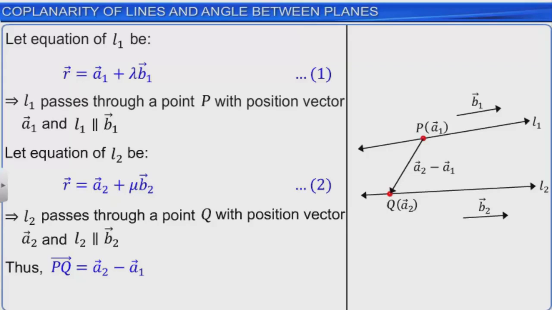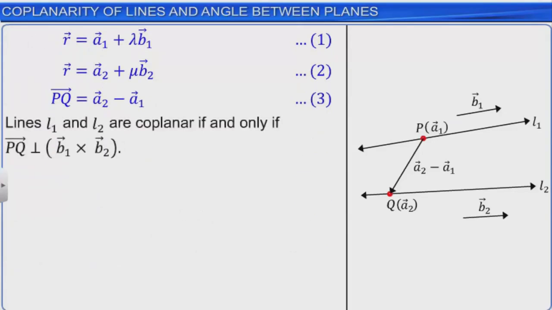Let this be equation 3. If the given lines L1 and L2 lie in the same plane, then the cross product of vectors B1 and B2 will be a vector n, which will be perpendicular to the plane and vector PQ. This leads us to the condition for coplanarity of lines, which states that the given lines L1 and L2 are coplanar if and only if vector PQ is perpendicular to the cross product of vectors B1 and B2.